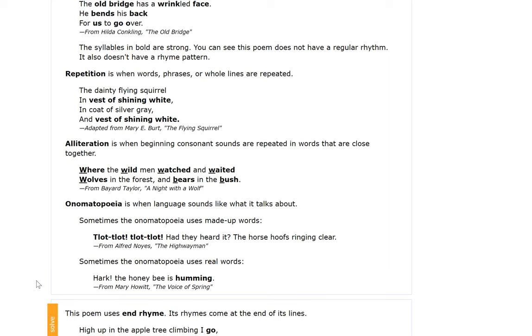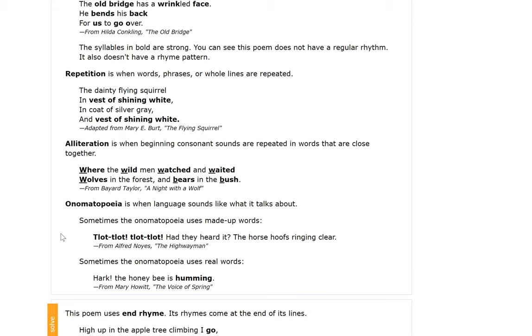This last one, onomatopoeia, that's how you pronounce this word here. Onomatopoeia is when language sounds like what it talks about. So for example, if I say whoosh, whoosh is not really a word, but if I say whoosh, you might have this kind of image or idea of maybe a gust of wind or a basketball flying through the air. And then when the basketball goes through the net, you might think swish. And that's another example of onomatopoeia.